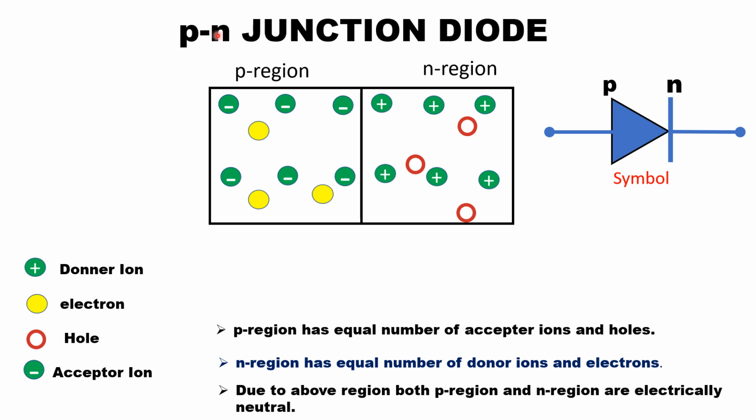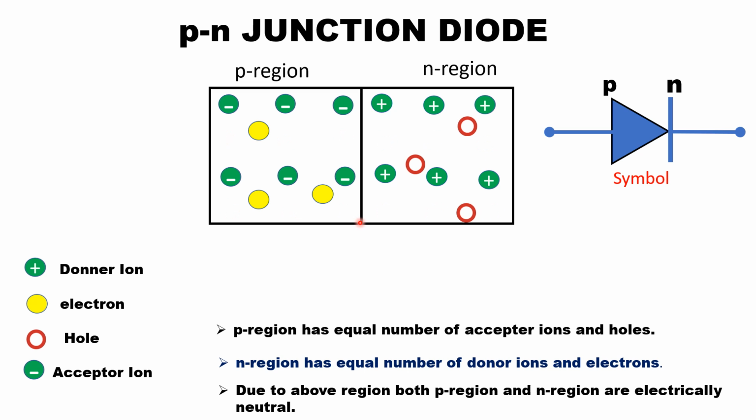Now, here I am discussing the PN junction diode. This is a schematic diagram of a PN junction. How can we produce a semiconductor diode? To fabricate a PN junction diode, we introduce trivalent impurity on one half side and pentavalent impurity on the other half side of a pure semiconductor crystal. So there are two types of regions, P region and N region. And the boundary between these two regions is known as the junction.